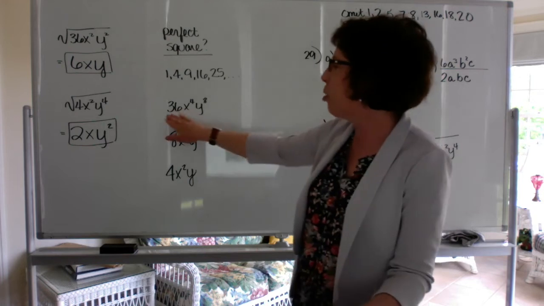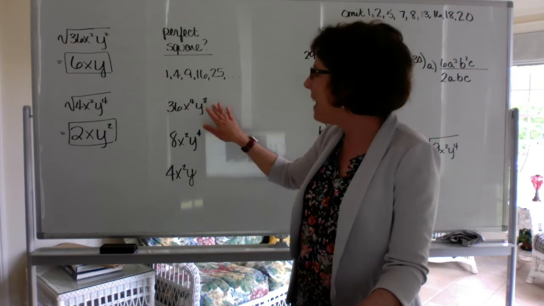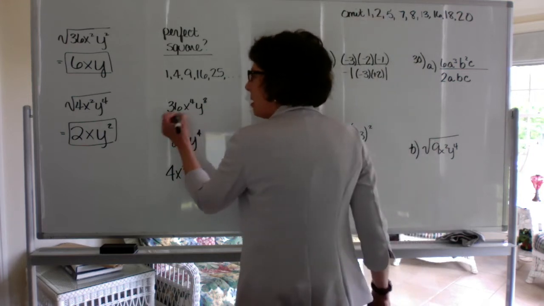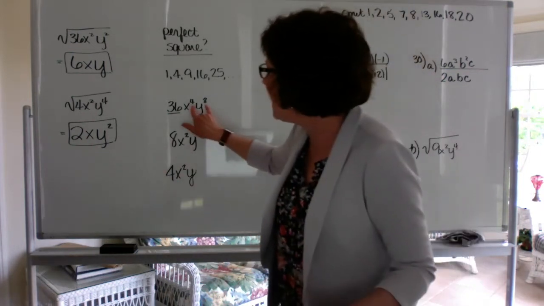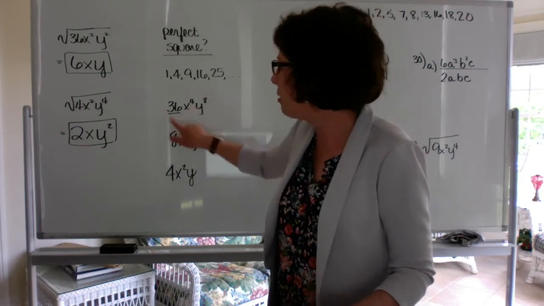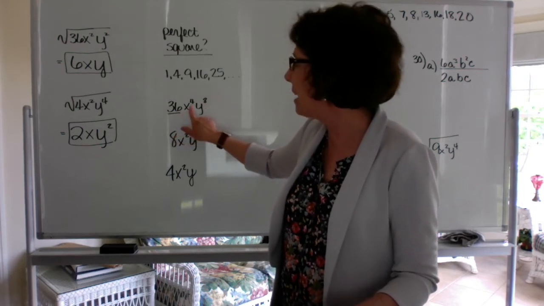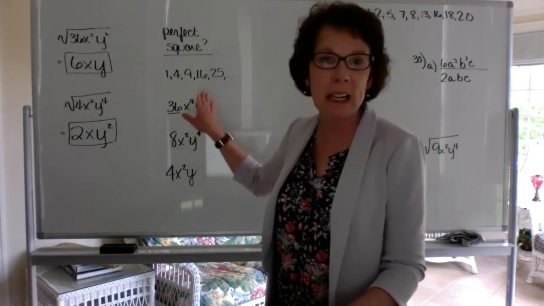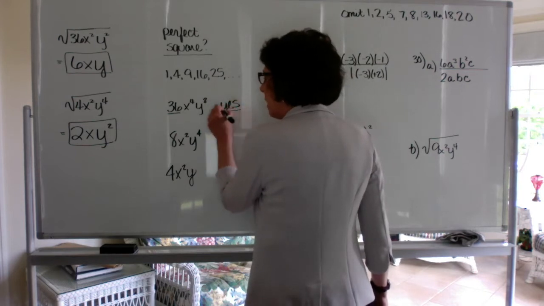Now, is 36 x to the 4th, y to the 8th a perfect square? Yes, it is. And the reason we can tell is because the number is a perfect square. Its square root is 6. And these have even exponents. So we call this a perfect square because we could take the square root of it. And this would be 6x squared y to the 4th. But it's only asking us, is it a perfect square? And the answer is yes, this one is.